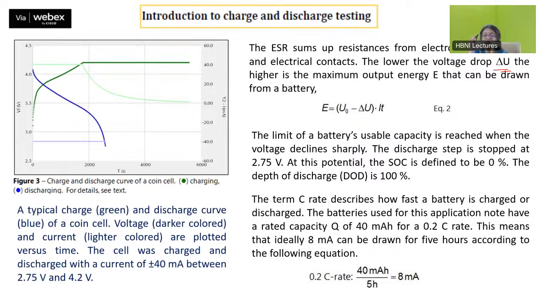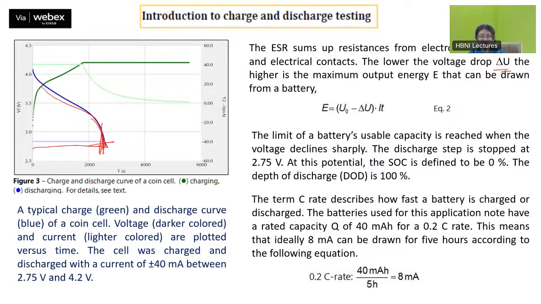The limit of a battery's usable capacity is reached when the voltage declines sharply. As you can see over here, the voltage was dropping gradually, and here it started decreasing sharply. So at this particular point, you have to stop it. At this voltage, the state of charge is defined to be 0% and the depth of discharge is 100%. As I was talking about the C rate, the term C rate describes how fast a battery is charged or discharged.